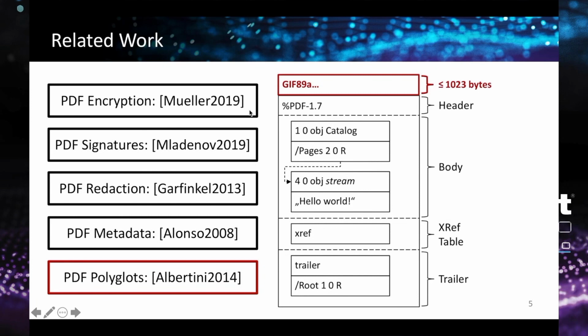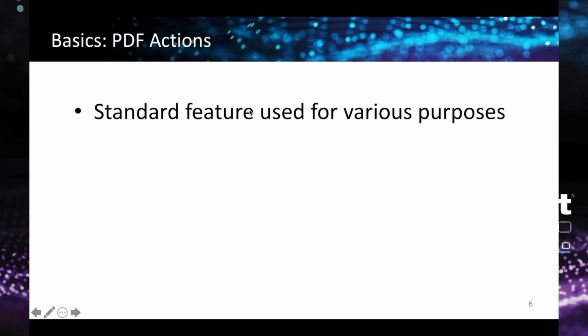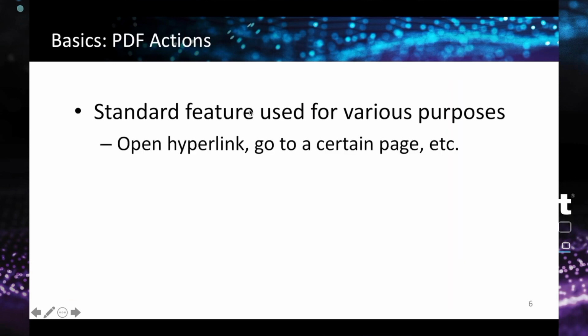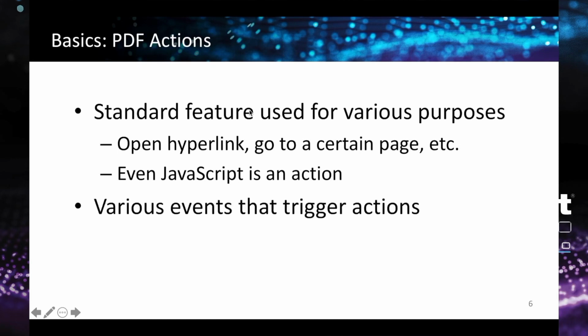Now in this talk, we'll focus on insecure features of PDF. And when you study the PDF specification for interesting features, you will quickly stumble upon PDF actions, which are used for various purposes, such as for external links, or to navigate, for example, to a certain page within the document. And even JavaScript within PDF is actually defined as a PDF action. Now, all those actions can be triggered using native PDF events, for example, when opening, closing, or when printing the document.